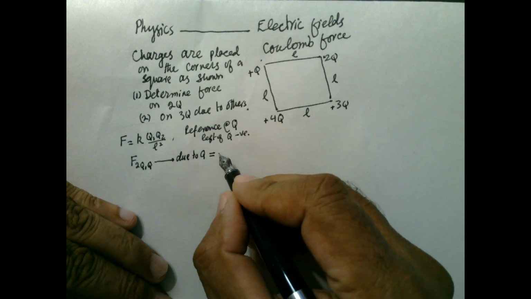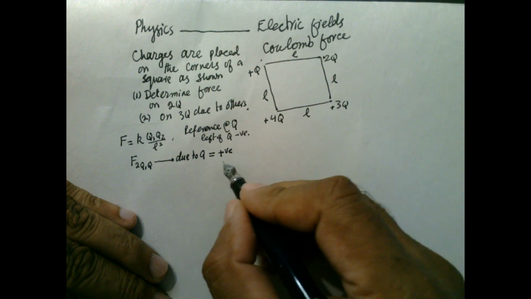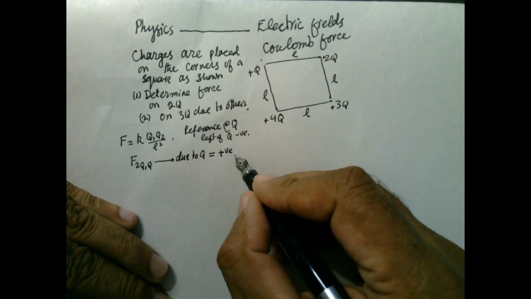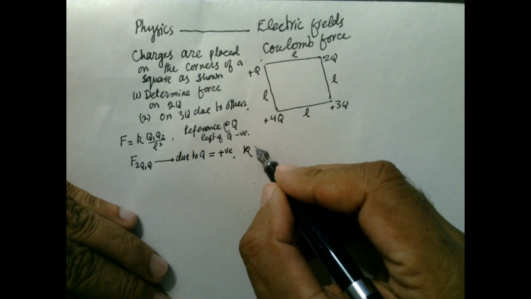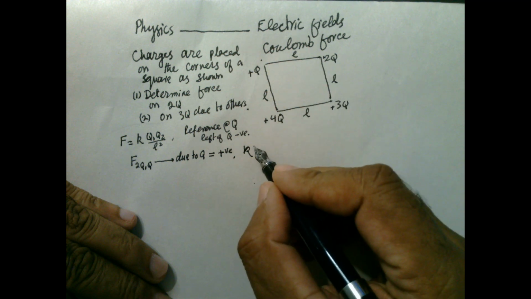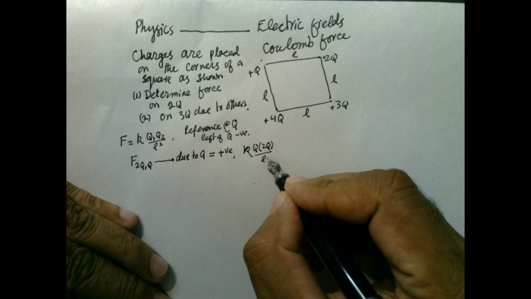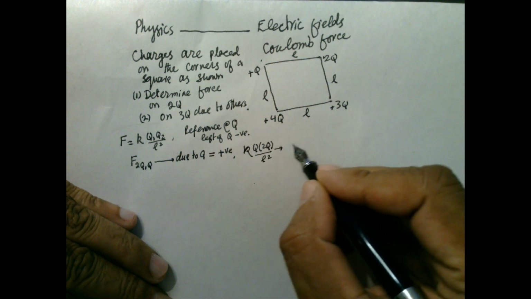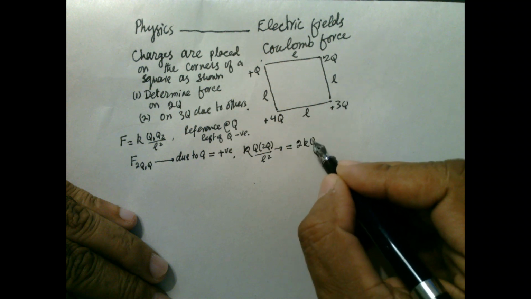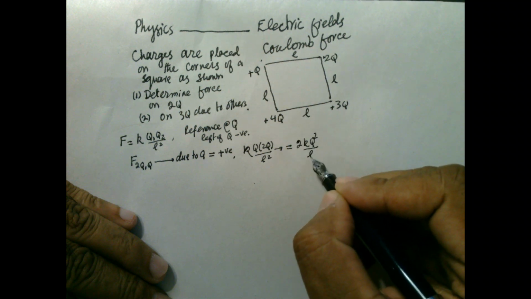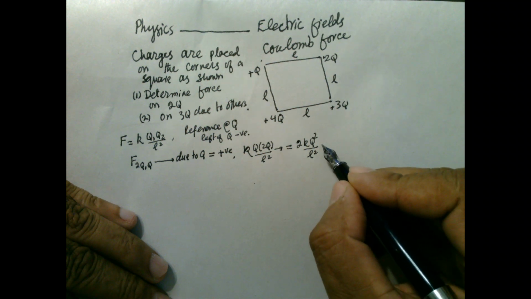So the force is positive, going toward X, and the amount is given by K, Q into 2Q over L square, going toward this direction. So this is equal to 2KQ square over L square, along the x-axis, so this direction.